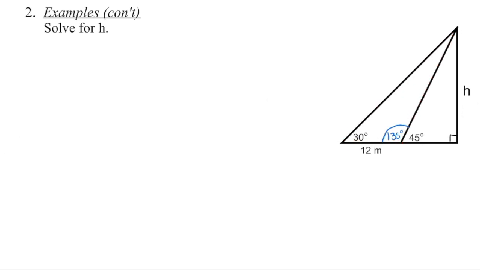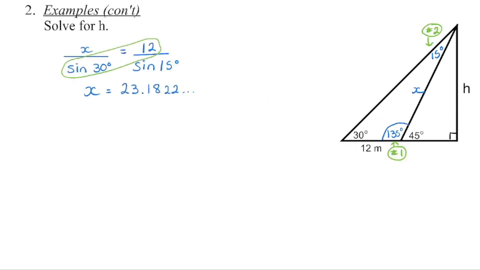So 180 minus 30 degrees minus 135 degrees is going to give me a 15 degree angle right there. So now I have a pair of opposites where I know this angle and I know this side length. We can use the second angle in order to solve for that side.